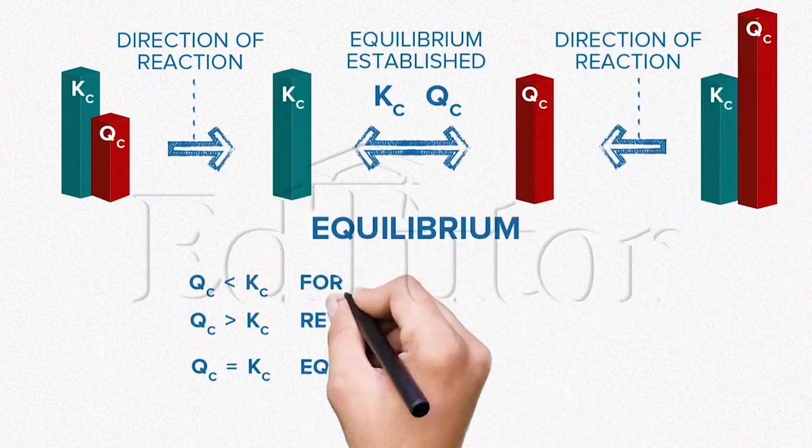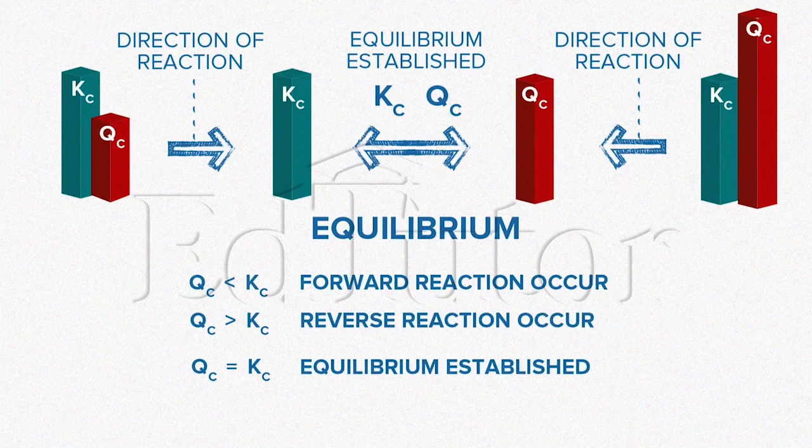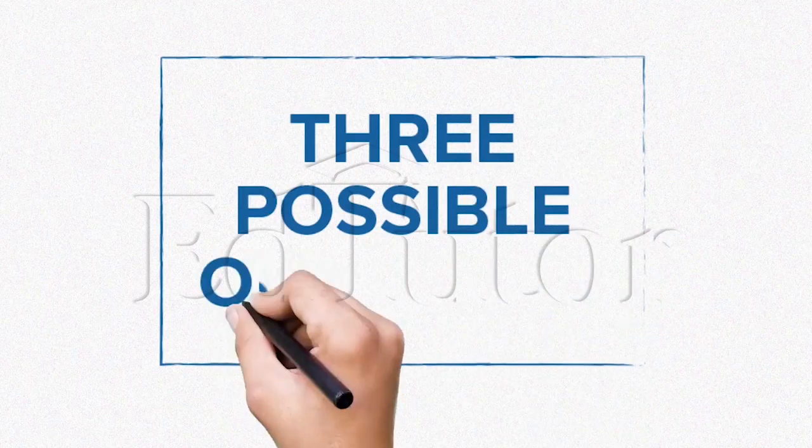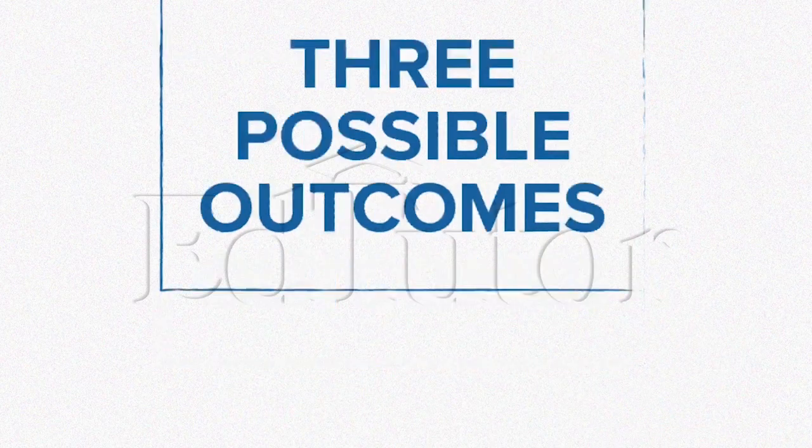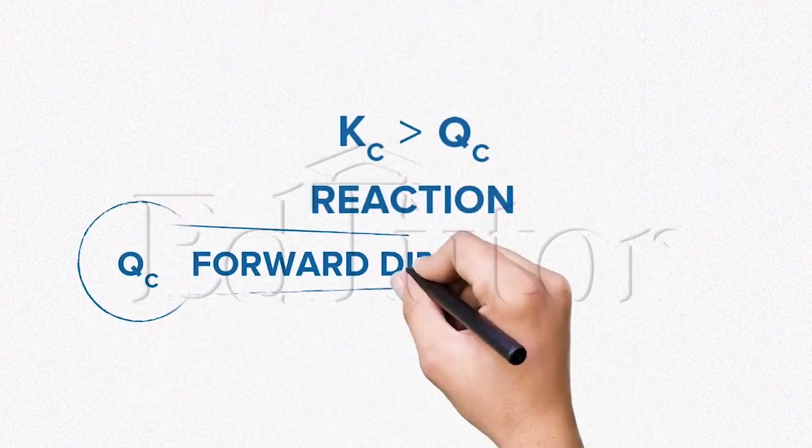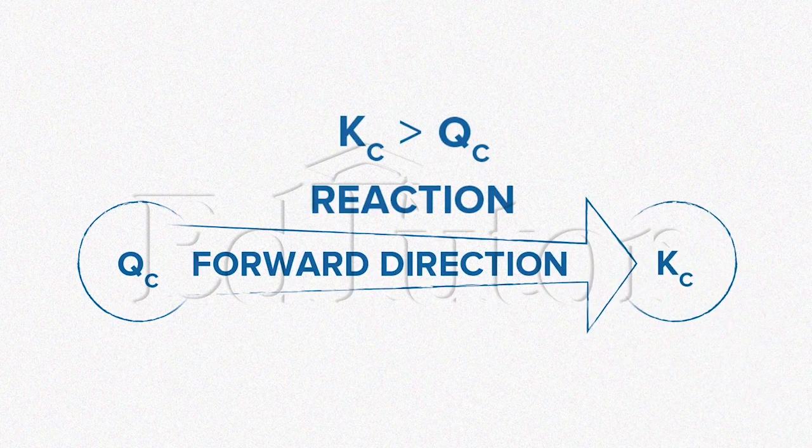We can now make a generalization about the direction of the reaction. There are 3 possible outcomes in this situation. If Kc is greater than Qc, then the reaction goes from left to right. In other words, it moves in a forward direction to attain equilibrium.